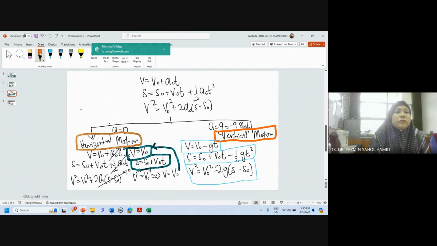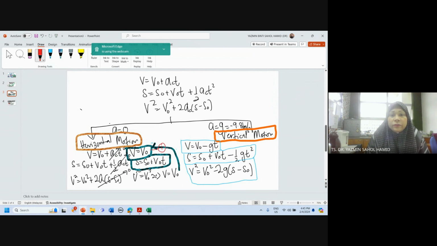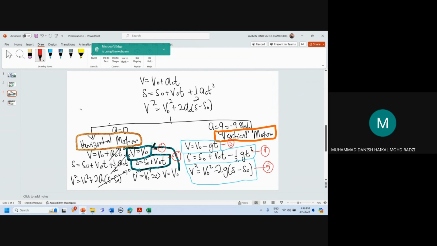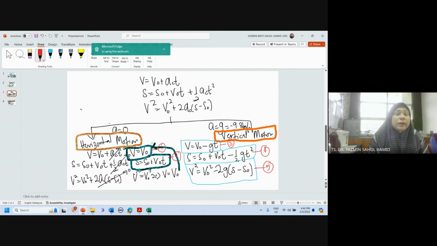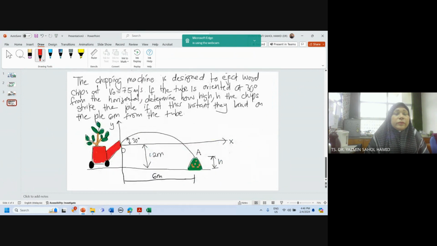So, I will write this formula and label this as 1, this as 2, so that when we decide which formula to use, you will tell me which one. Let's say this is 3, this is formula number 4, and this is formula number 5. So we have 5 formulas here. Okay, get it? Now we're going to do this question. So, now how to do this question?